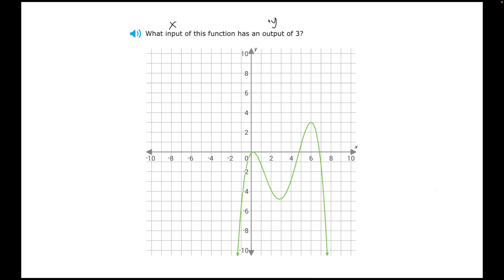And so you go on the y-axis, you find 3, you connect to your funky looking graph, and the answer is 6. Okay? So the input is 6, the output is 3. And this is always true of functions. X is the input, y is the output.